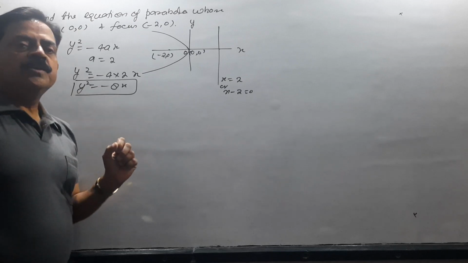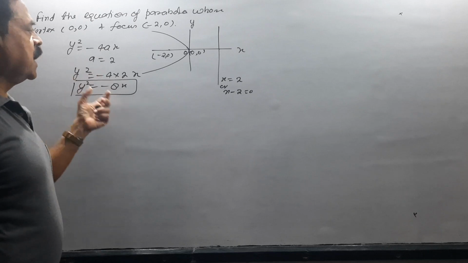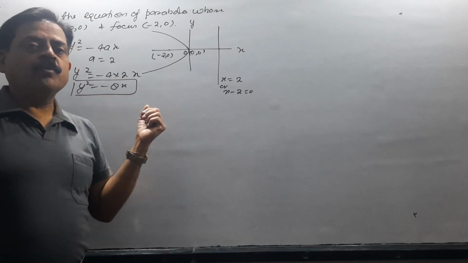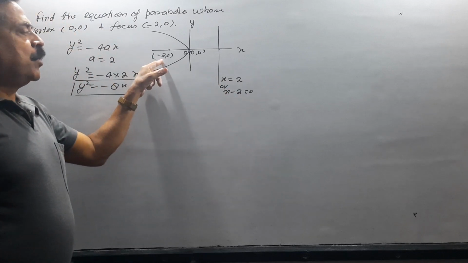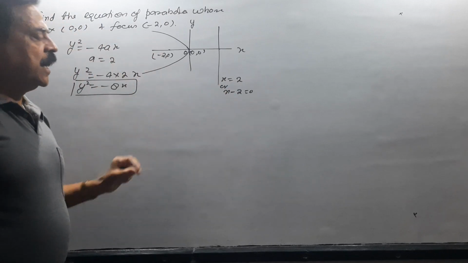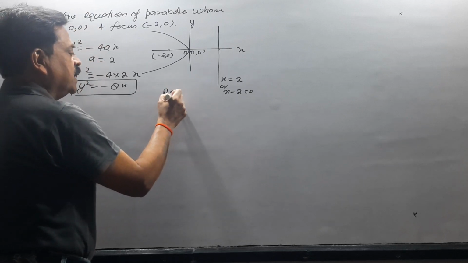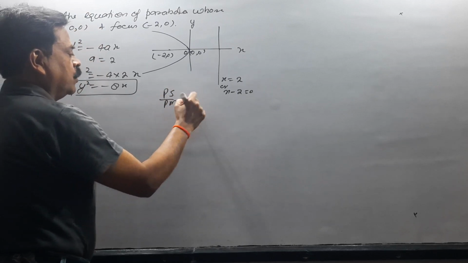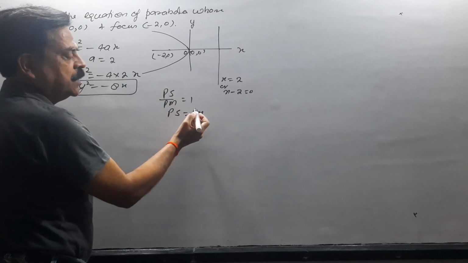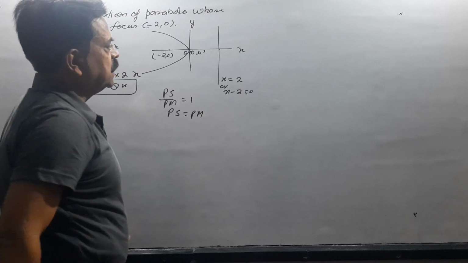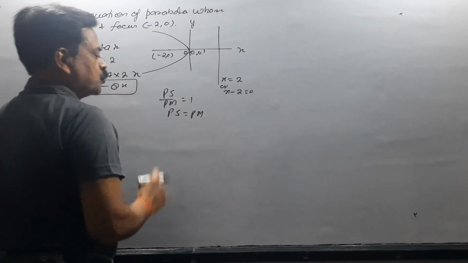And suppose we are unable to find the appropriate form of parabola, then if the equation of directrix and coordinates of focus are known, we use the definition of parabola. PS upon PM is equal to 1, or PS = PM. This ratio is eccentricity, and eccentricity in case of parabola is always 1. So this is 1, PS = PM.